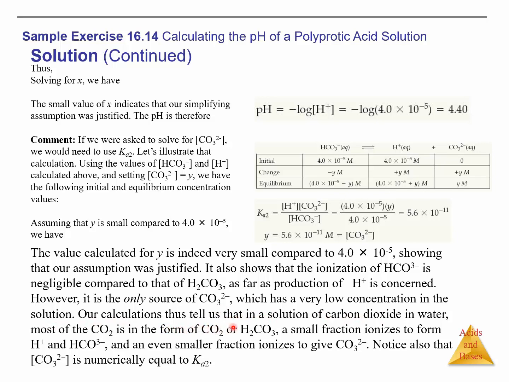Our calculation thus tells us that in a solution of carbon dioxide in water, most of the CO2 is in the form of CO2 or H2CO3. A small fraction ionizes to form H+ and HCO3-, and an even smaller fraction ionizes to give CO3 2-. Note also that the molar concentration of CO3 2- is numerically equal to Ka2.